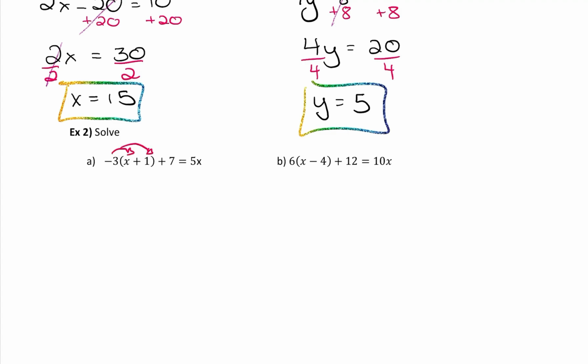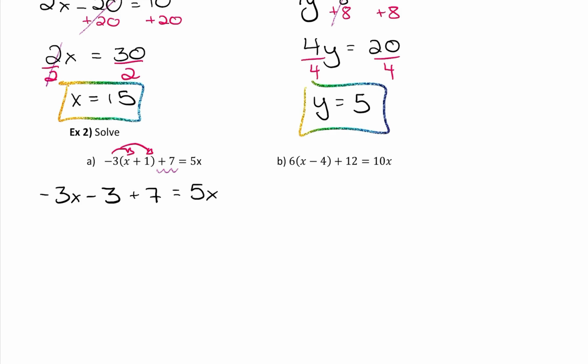We're just going to distribute the negative 3, so make sure that you attach that negative in your multiplication. So we have negative 3x minus 3. Negative 3 times x and negative 3 times positive 1. We're now going to keep that plus 7, and we're just going to write it in its same spot. We're going to keep the equal sign and the 5x.